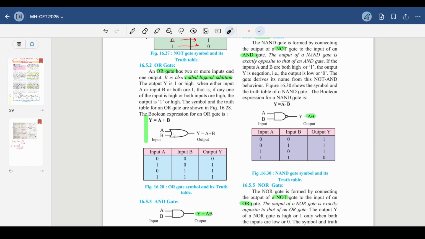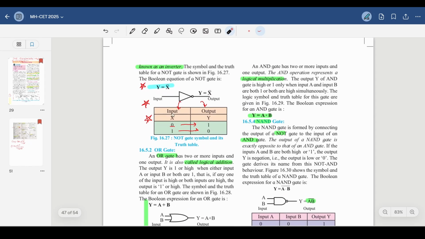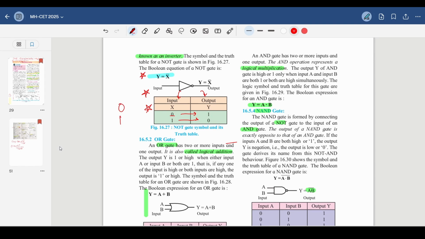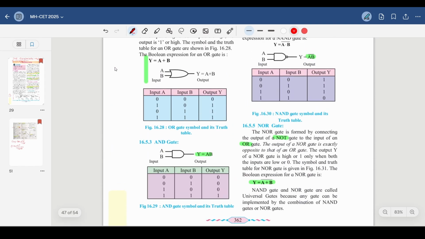So see, in case of OR gate, the truth table goes like this. Whenever there is only one input, as in the NOT gate, the input can be 0 or 1. But in case of OR gate, since you have two inputs, there will be four combinations of inputs. What are the four combinations? 0 0, 0 1, 1 0, 1 1. Okay, so this is an OR gate.